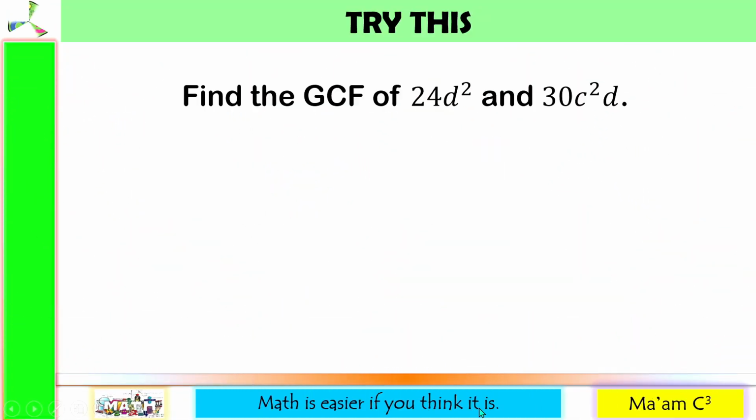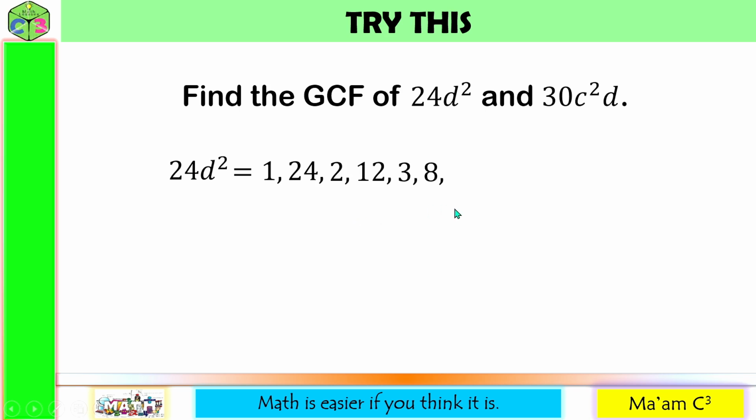Try this. Find the GCF of 24d squared and 30c squared d. Let me rewrite 24d squared first. 24 is 1 times 24. It could also be 2 times 12. It could also be 3 times 8. It could also be 4 times 6. For d squared, let us break it down as d and d.